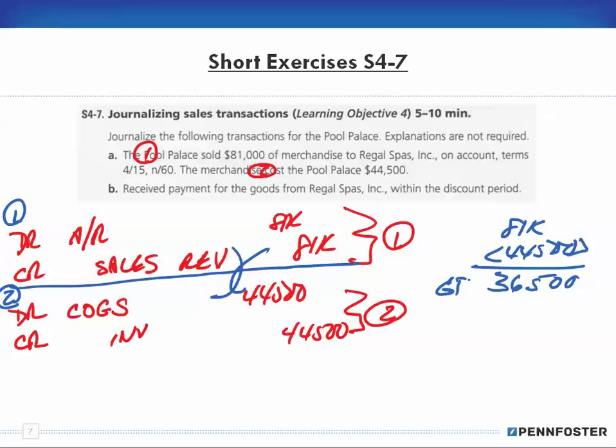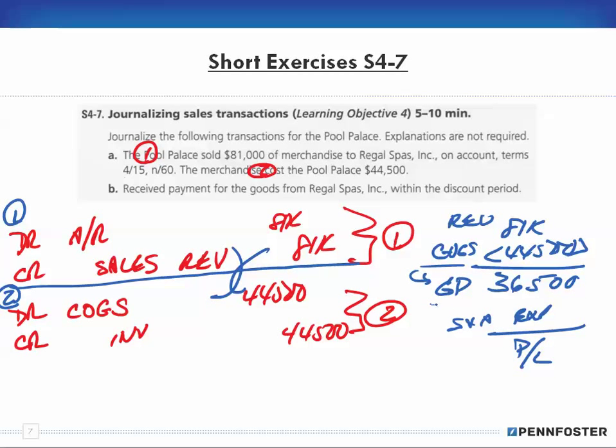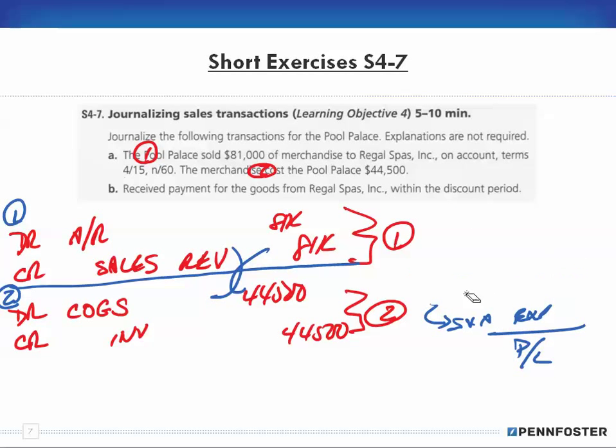$36,500 of gross profit. Gross profit is before your selling and admin expenses, and that of course gives you your profit or loss on your income statement. So revenues less cost of goods sold gives you your gross profit, and then you take out your selling and admin expenses, and that gives you a profit or loss. So you always have the two entries to make if you're removing something from inventory.